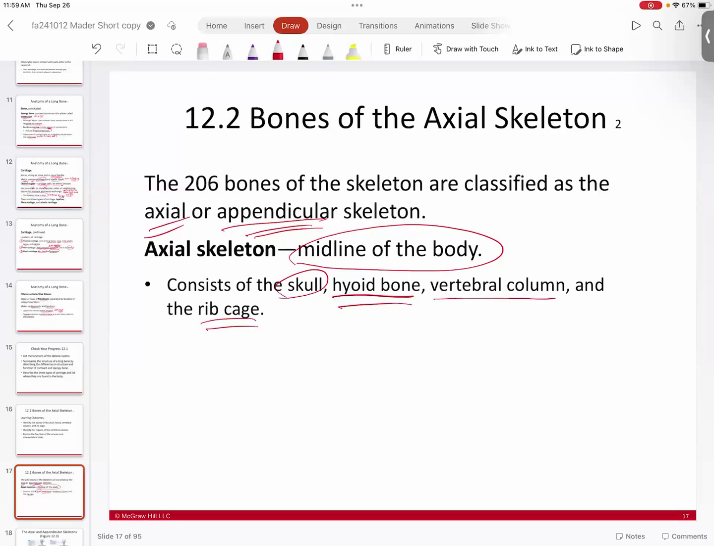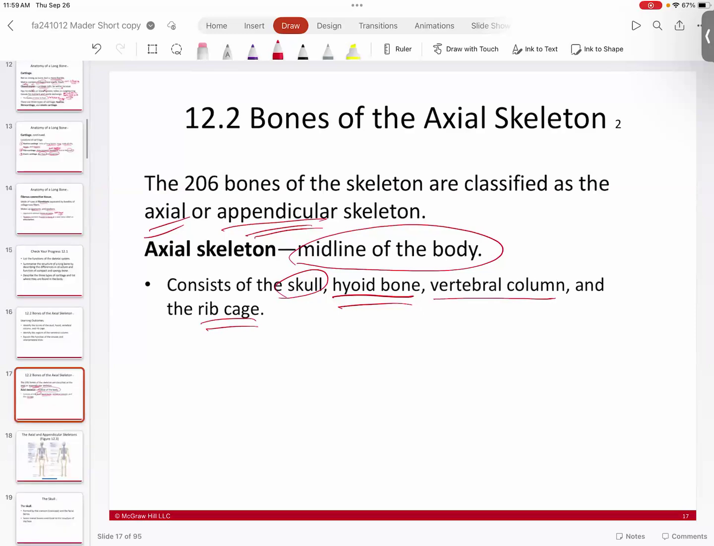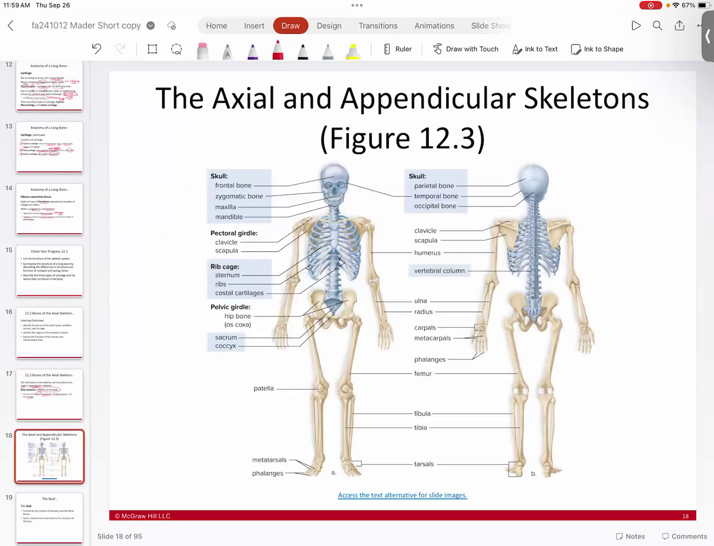So these are all parts of your axial skeleton. They run down the midline. Your appendicular skeleton is going to be the appendages, like your arms and legs. Okay, so this is kind of what it looks like. You can see in blue is your axial skeleton. You got your skull, your rib cage, and your vertebra, pretty much both front and back.